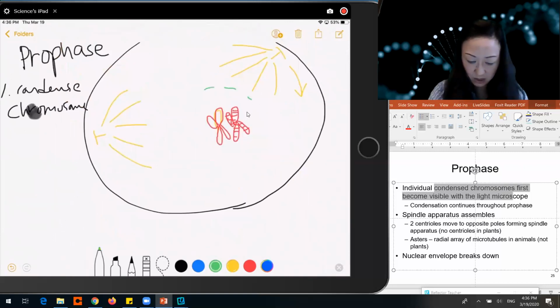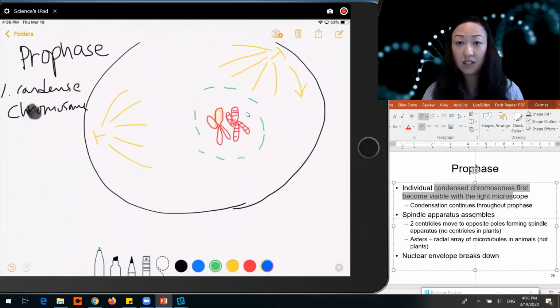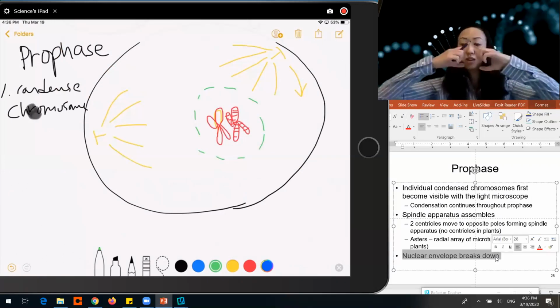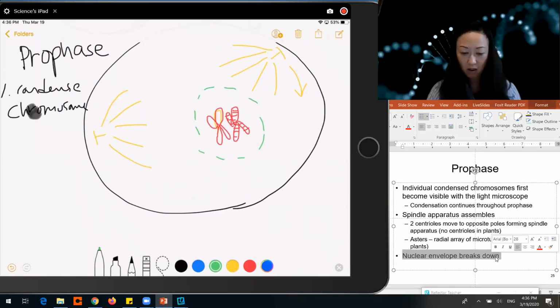Your chromosome lives in your nucleus. So, third thing, the nuclear envelope needs to break down because then my cables can reach in and actually grab on. So, this is prophase. First, your chromosome needs to condense.